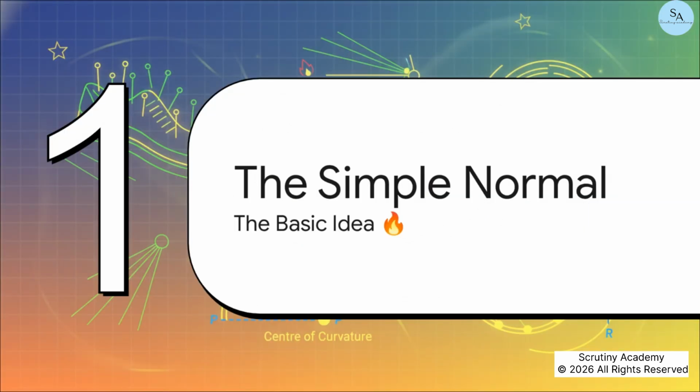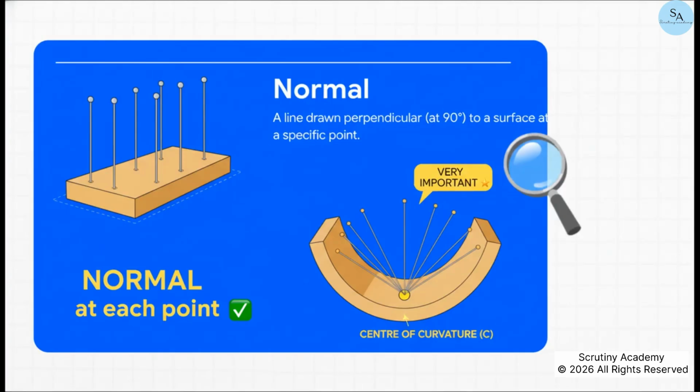All right, first things first. Before we even start thinking about crazy curved surfaces, we've got to go back to the basics. So what exactly is a normal? Okay, it's really just a fancy word for a straight line that stands at a perfect 90-degree angle to any surface. Think about it like this. You put a pin on a flat table. If that pin is standing perfectly straight up, not leaning left or right at all, that pin is your normal.